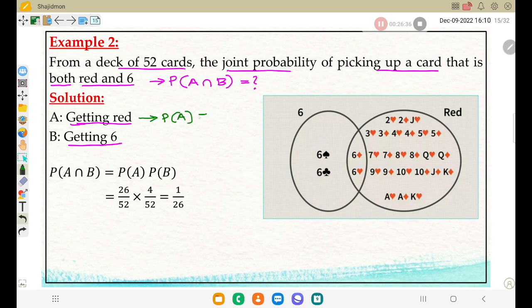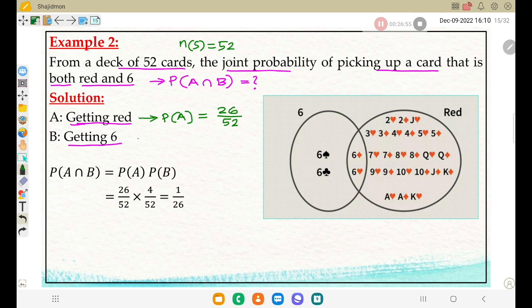How many red cards do we have? 26 cards, correct? How many total cards? 52 cards. So 26 divided by 52, correct? Because a deck of 52 cards means the number of elements of the sample space is 52, correct? Because we are taking only one card at a time.